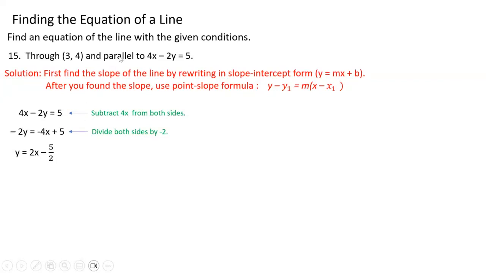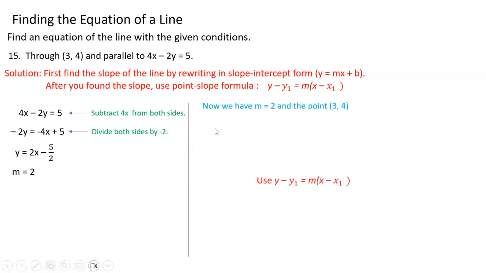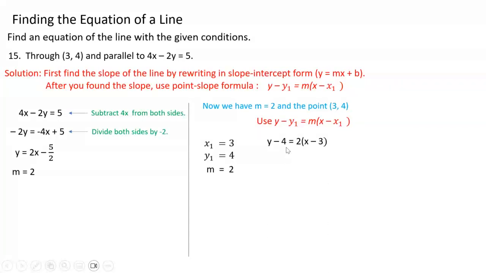So remember, for the lines to be parallel, they have to have the same slope. So my slope is going to be 2. Now I got my slope, and I got my point. So my slope is 2. My x1 is 3 and my y1 is 4. So I'm going to plug them in with the slope of 2. So it's going to be y minus 4, because my y1 is 4, equals 2, because my slope is 2, times x minus 3. So all we do is plug it in. And now we have to solve for y.